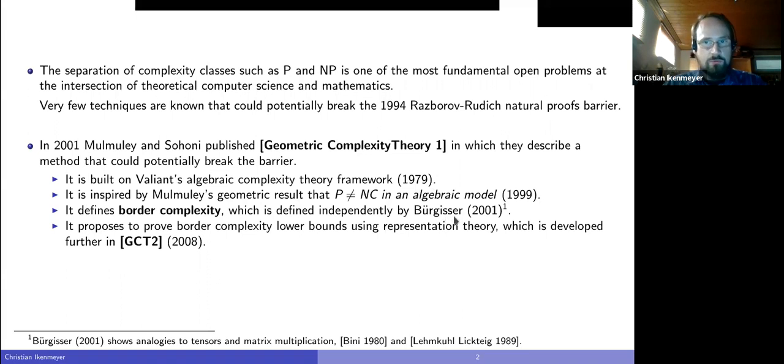While Bürgisser's is also inspired by geometric papers, those papers are about tensors and matrix multiplication, with results by Bini, Lickteig and Strassen. So that already says that it's probably very natural to define border complexity. Now the Geometric Complexity Theory 1 paper goes further and proposes to prove lower bounds using representation theory. And that is also developed further in Geometric Complexity Theory 2.